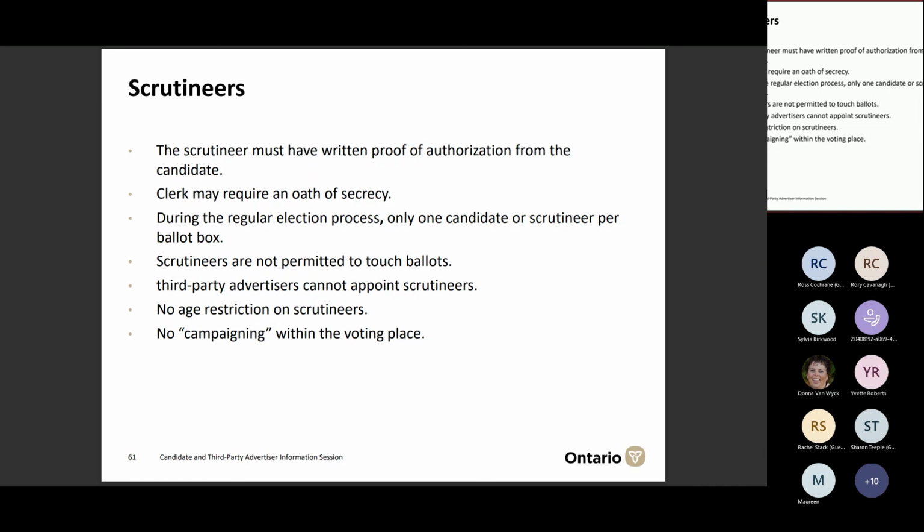If so, use that list or prepare your own and hand out to each of your scrutineers a list of their rights, which are spelled out in Section 47, Subsection 5 of the Municipal Elections Act. There are no age restrictions for scrutineers.